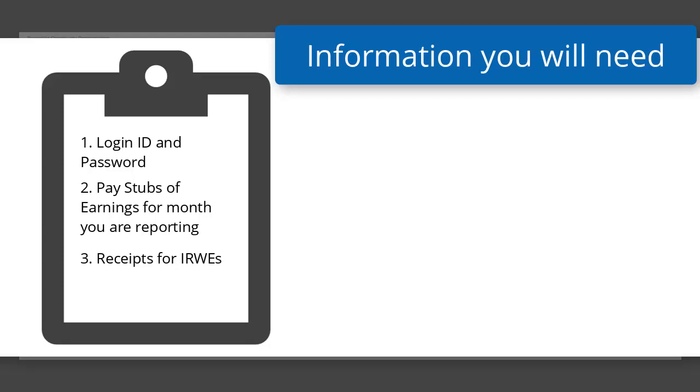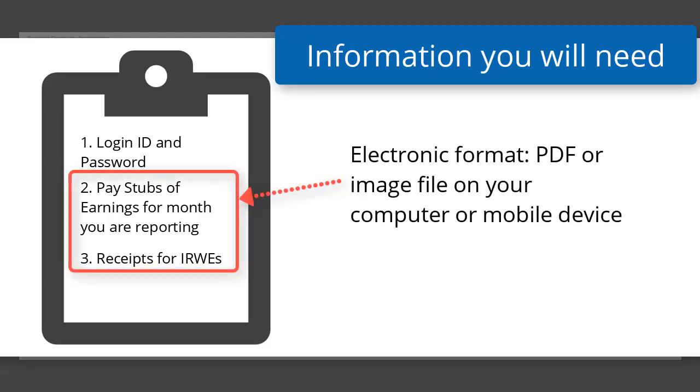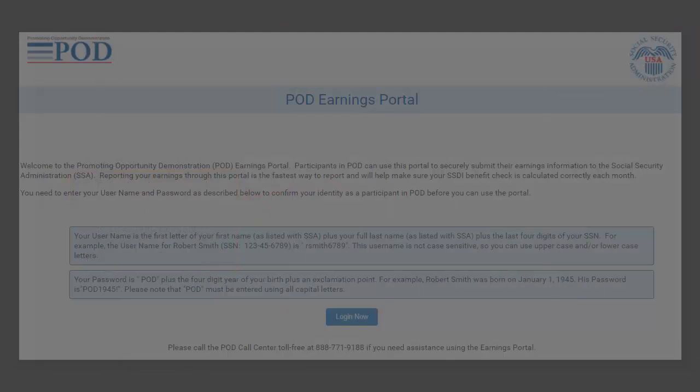If you are using a desktop or laptop computer to access the Earnings Portal website, your pay stubs and IRWE receipts must be in electronic format, such as a scanned image or a PDF file. These files must be on your computer so they can be uploaded during the process. If you are using a smartphone or tablet to access the Earnings Portal, you can take a picture of your documentation to submit with your earnings and IRWE information. Now that we have reviewed what you need to get started, let's look at the Earnings Portal.